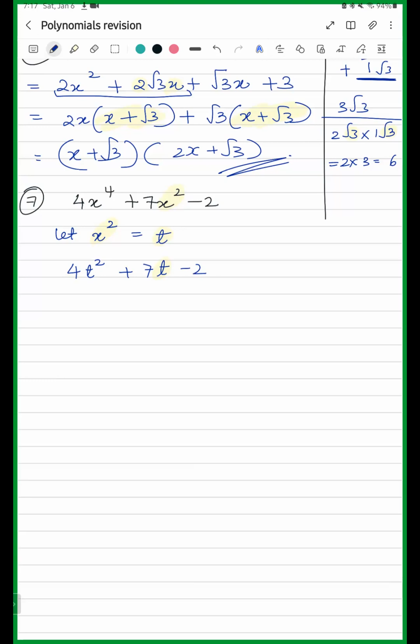Fine, understood till here? Let's move forward. So from here, it's pretty simple. Just factorize like how we used to. 4 into minus 2 is minus 8. Now we have to get 7 somehow.